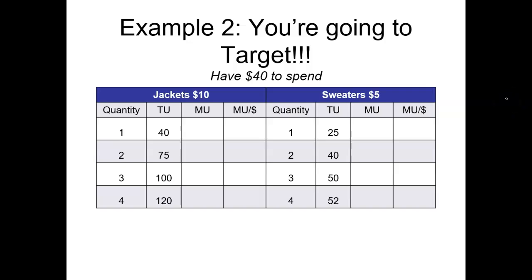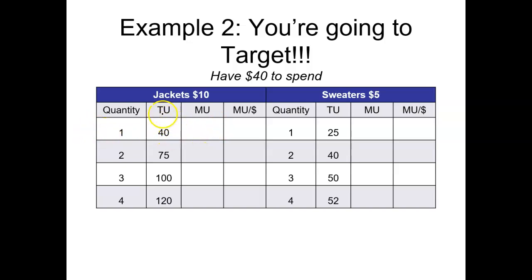Your turn. So go ahead and pause this for a moment, and then we'll go through and make sure. So you're going to target wherever you're going for. You have jackets for $10, sweaters for $5. What combinations of these would be the best use for you? Go ahead and pause this. And when you're ready and check your math, go ahead and press play and we'll see what's going on.